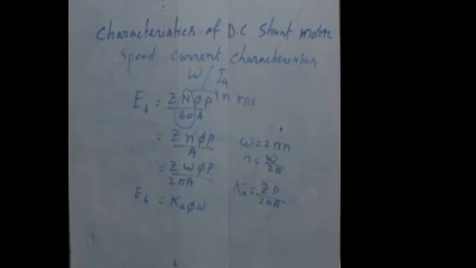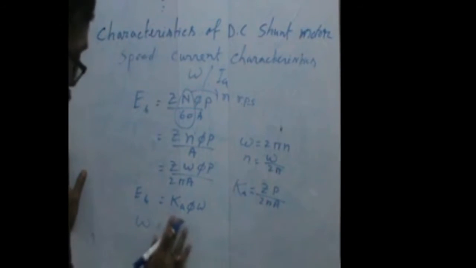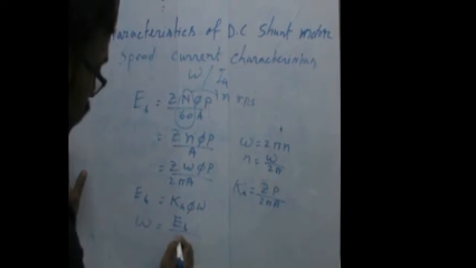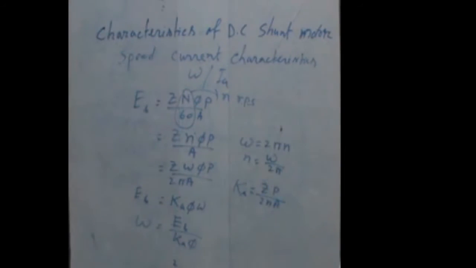Now omega will become EB divided by Ka phi. So we are getting omega is equal to EB by Ka phi.